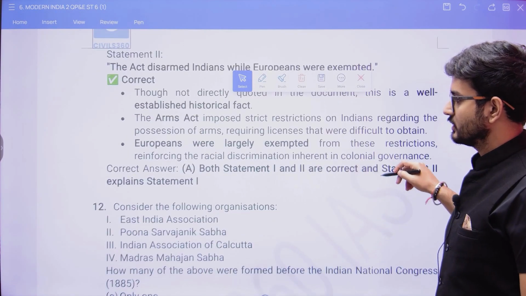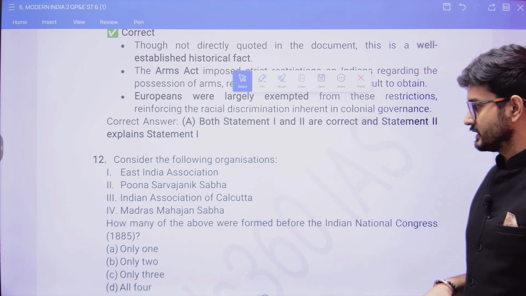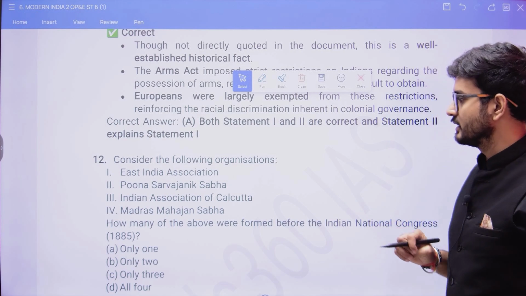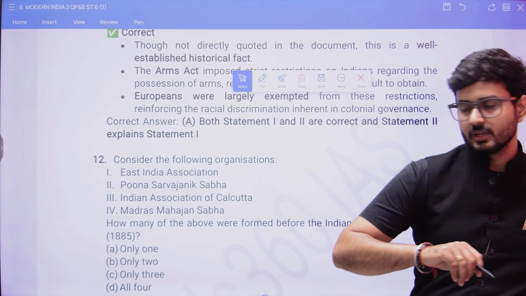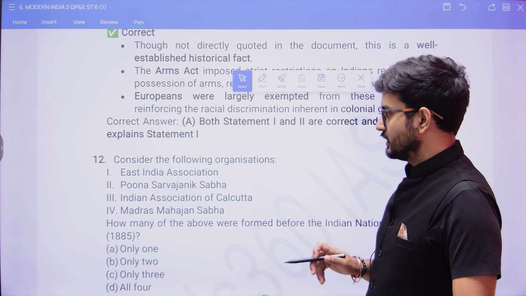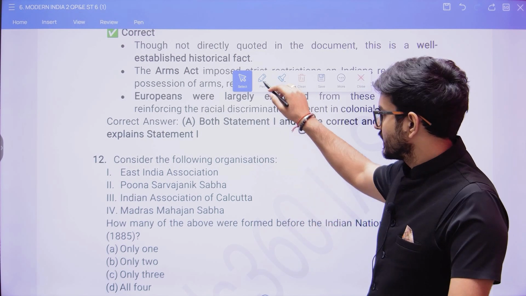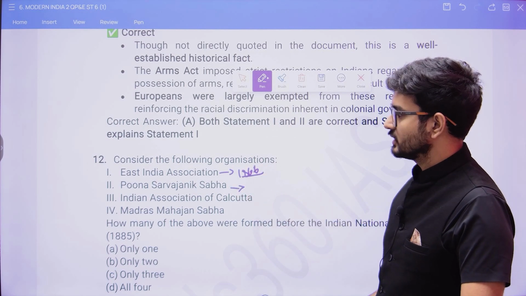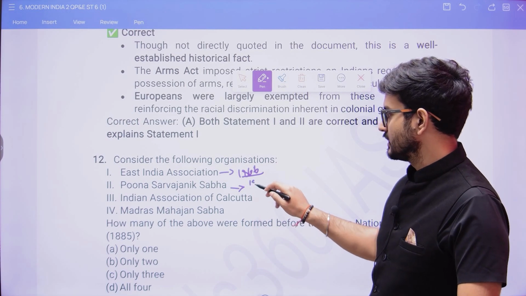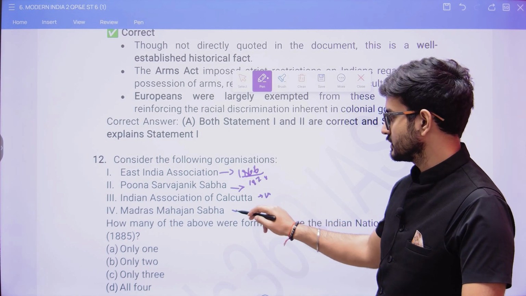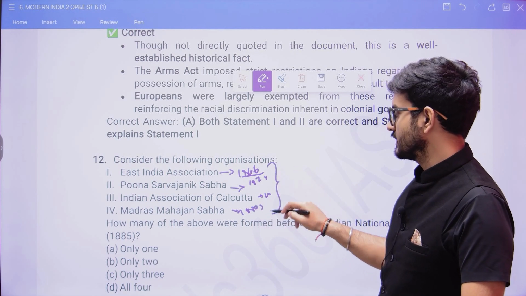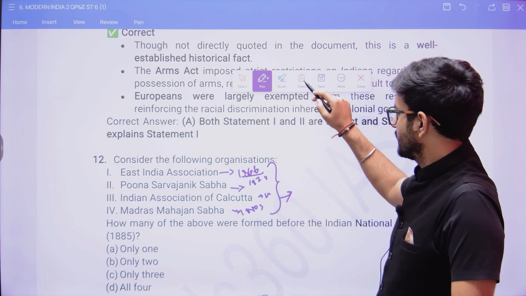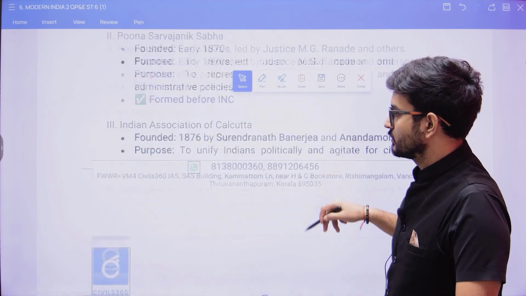Then the next question. Consider the following organizations. How many of the above were formed before the Indian National Congress of 1885? Only 1, only 2, only 3, or only 4? The East India Association, we are quite aware, was formed in 1866 by Dadabhai Naoroji. The Pune Sarvajanik Sabha was by M.G. Ranade in the 1870s. The Indian Association of Calcutta was also in the 1870s, and the Madras Mahajan Sabha in the 1880s. All of these organizations were pre-Congress associations, so all four are pre-Congress associations.